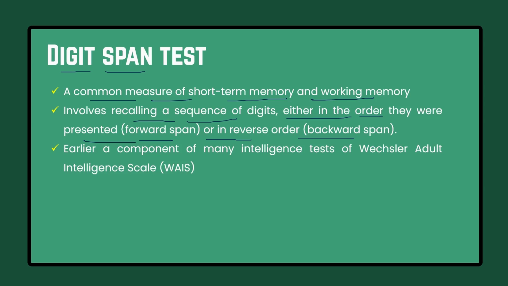This test was earlier a component of many intelligence tests, such as the Wechsler Adult Intelligence Scale. If you remember, Wechsler was a group of tests, right? We had a different test for adults, a different test for children, and a different test for adolescents. So this digit span test earlier used to be a part of the Wechsler Adult Intelligence Scale. So that was the digit span test, which tests memory.